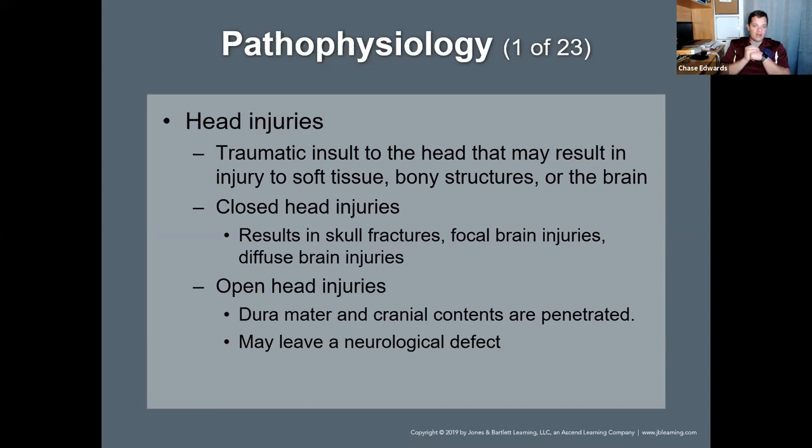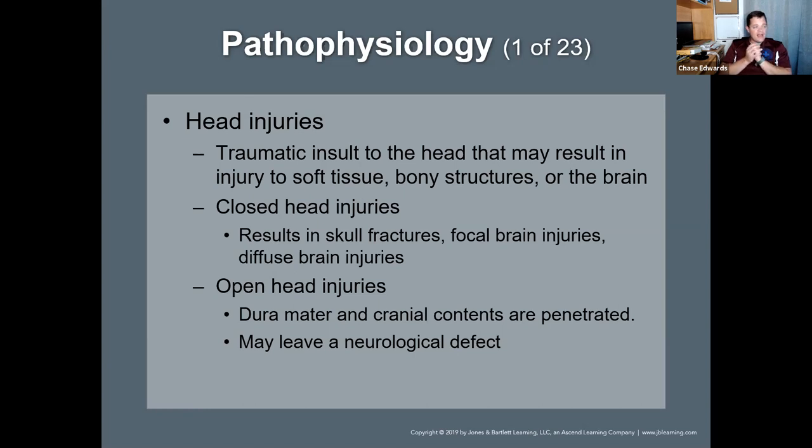So there are two types of head injuries. You have closed head injuries, which are the most common type. Usually associated with blunt trauma, they may result in skull fractures, focal brain injuries, diffuse brain injuries. Those types of injuries are often complicated if you have issues with increased intracranial pressure.